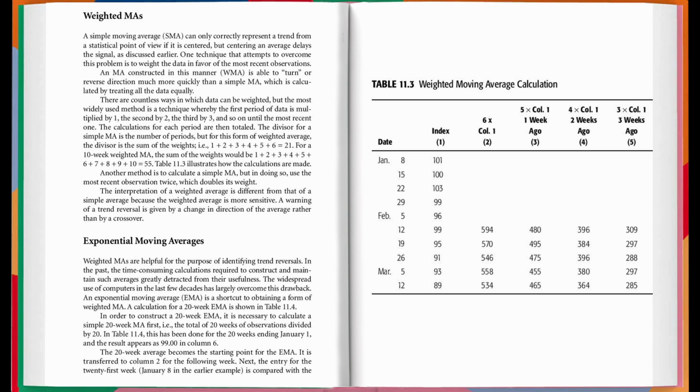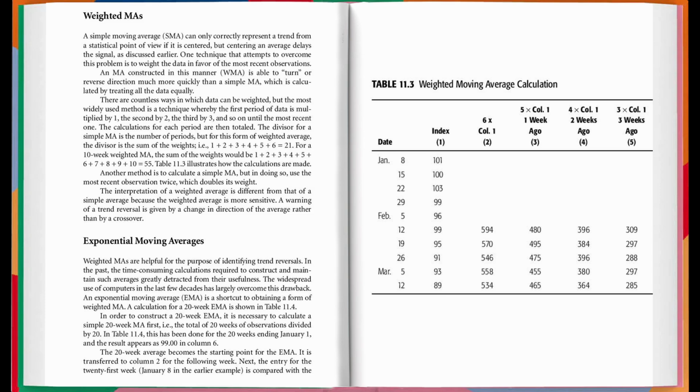For a 10-week weighted MA, the sum of the weights would be 1 plus 2 plus 3 plus 4 plus 5 plus 6 plus 7 plus 8 plus 9 plus 10 equals 55. Table 11.3 illustrates how the calculations are made. Another method is to calculate a simple MA, but in doing so, use the most recent observation twice, which doubles its weight. The interpretation of a weighted average is different from that of a simple average because the weighted average is more sensitive. A warning of a trend reversal is given by a change in direction of the average rather than by a crossover.